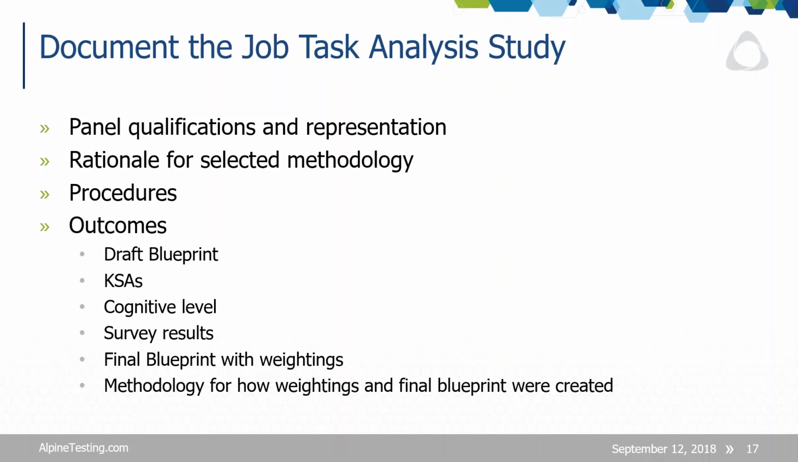What happened after that meeting? The process used for the blueprint survey and all the choices that you had to make about the scales you used and how you converted the results of those scales into a blueprint. And then all of your outcomes, including draft and final blueprints, all of your task knowledge, skills, and abilities that were documented, your cognitive levels, and then methodologies. You want to make sure are documented.